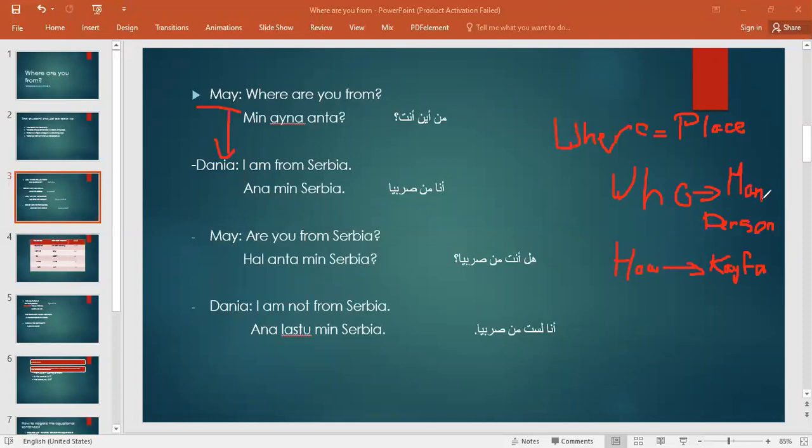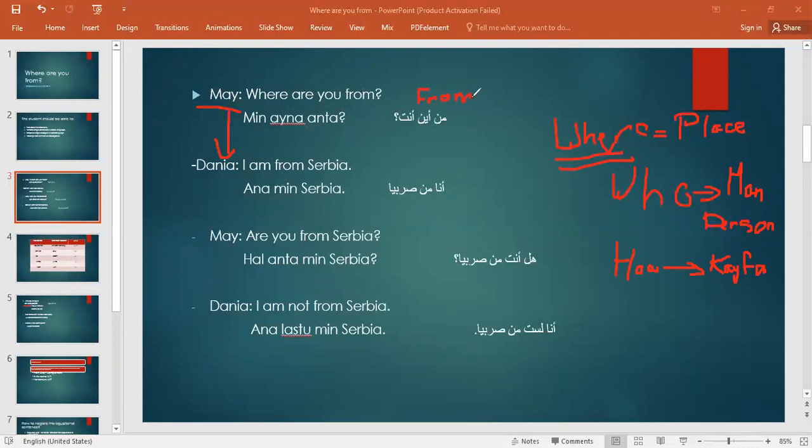Now we are going to take a new WH question, which is where. We use it usually to ask about a certain place. Either you ask where this person comes from, which place, or you ask where are you going, for example. But here we're going to use where to make it related to which place you come from. Okay, where are you from? Or we can say from where you are. So we have two options. Either you can ask someone, where are you from? Or from where you are.